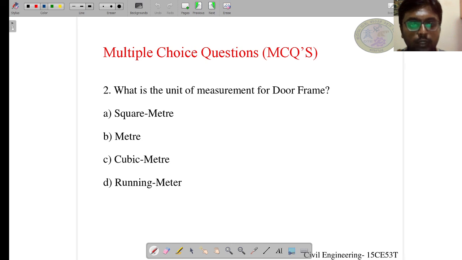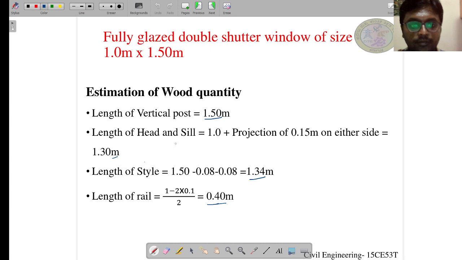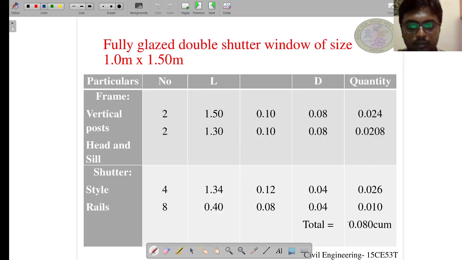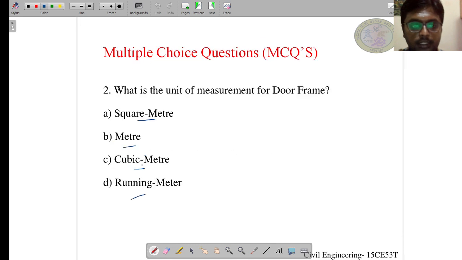Next, what is the unit of measurement of door frame? They have given 4 options: square meter, meter, cubic meter, running meter. As you can see, we have just worked out the frame, and it is in cubic meter. So the answer is cubic meter because we need volume.